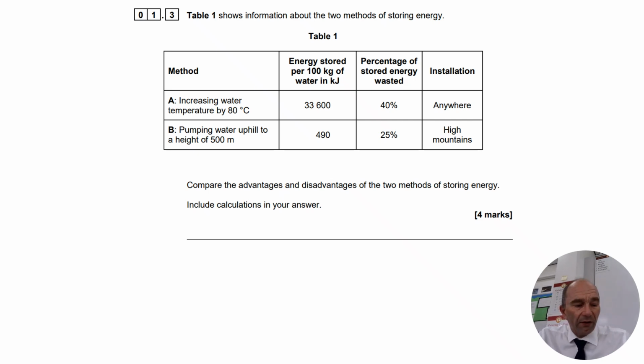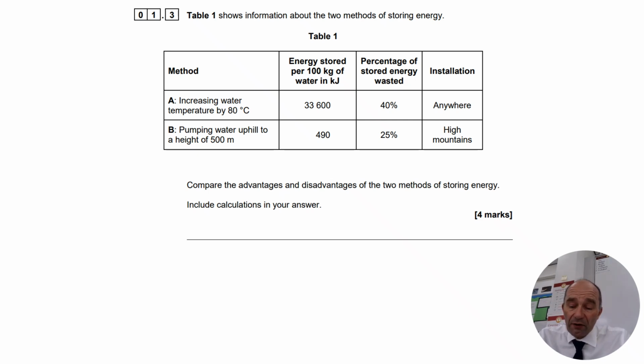However, 40% of your energy is wasted. That works out at about 13,400 kilojoules. So the efficiency is only 60% with method A. Now, if you compare that with method B, one of the drawbacks is that you need a suitable location to actually pump the water uphill. You can't just do that anywhere.